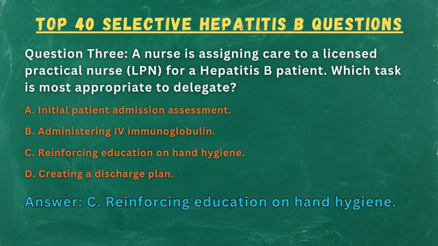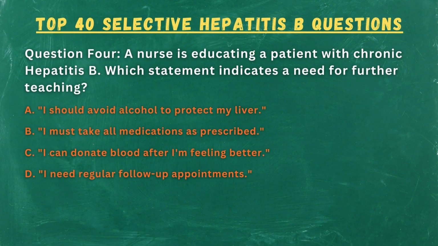Answer. C. Reinforcing education on hand hygiene. Question 4. A nurse is educating a patient with chronic hepatitis B. Which statement indicates a need for further teaching? A. I should avoid alcohol to protect my liver.